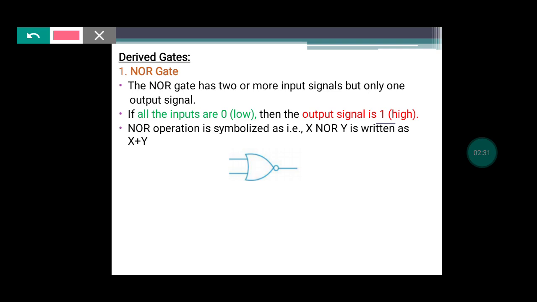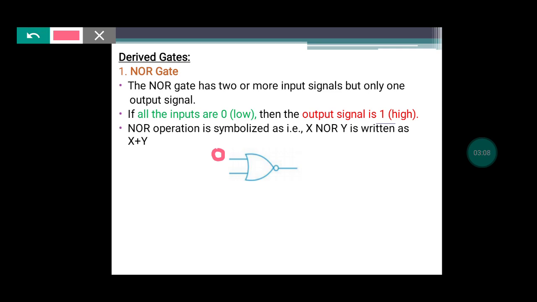Okay, now see, only if all the inputs are 0, then the output signal is high. Here, for one input signal we are supplying 0, another input signal we are supplying 0. Means both input signals we are supplying 0 voltage, that is a low voltage. Then the output signal will be high, that is 1.